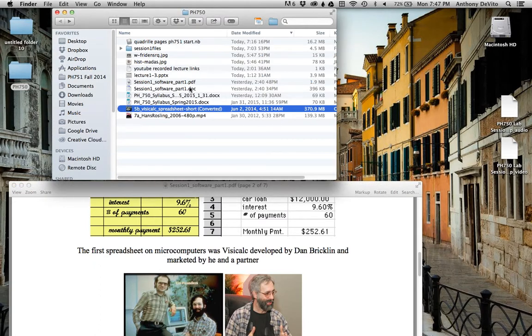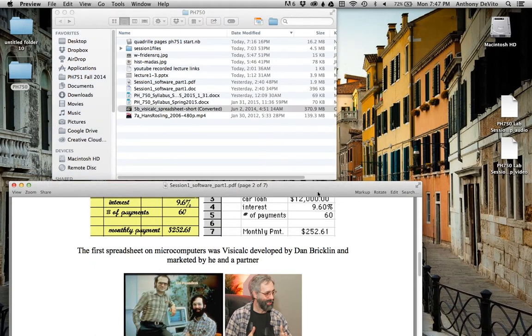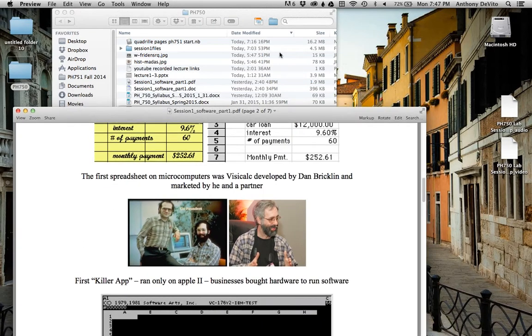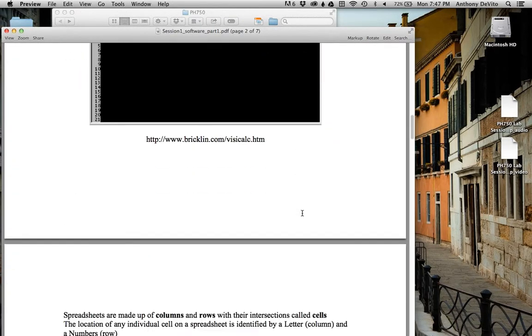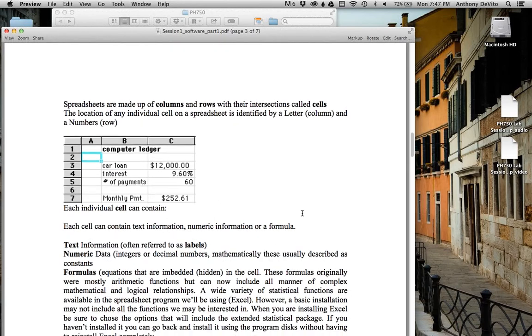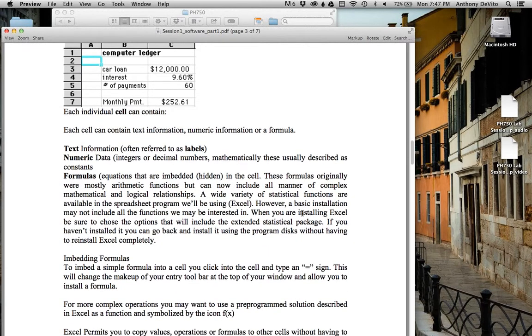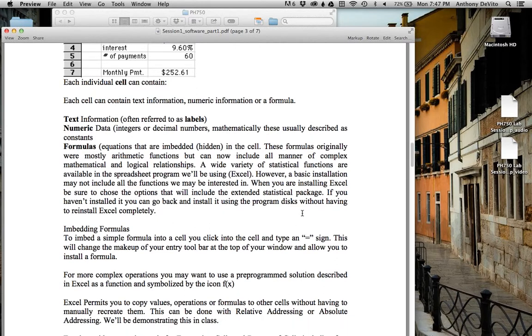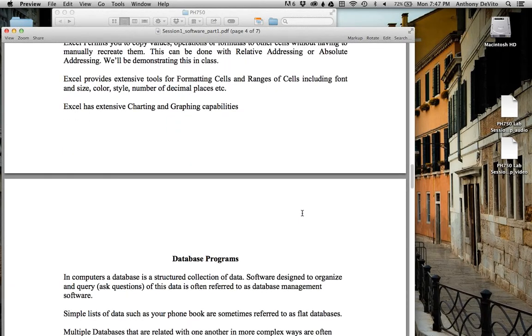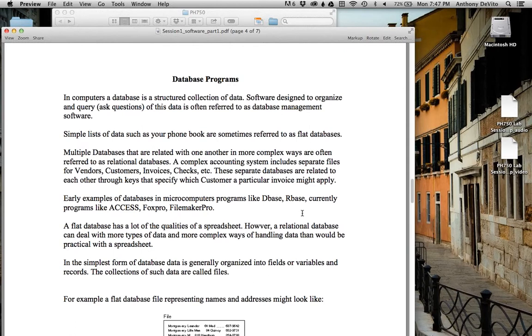I want to start to go through some of this stuff that we're going to be looking at with this software. Of course, one thing that we mentioned is the idea of using these spreadsheets, these visible calculators, or these computing programs. Now, these programs have various functions in them, including statistical functions. Some of the other programs that you might run into are things called database programs.